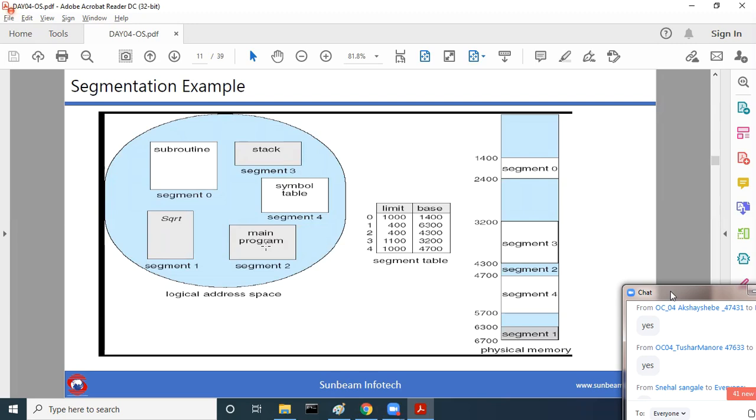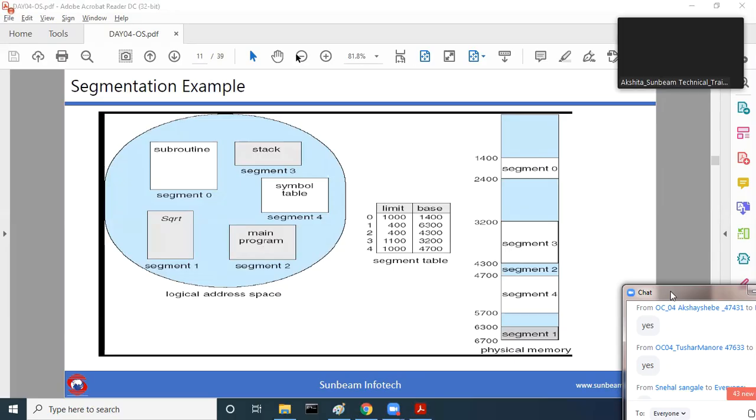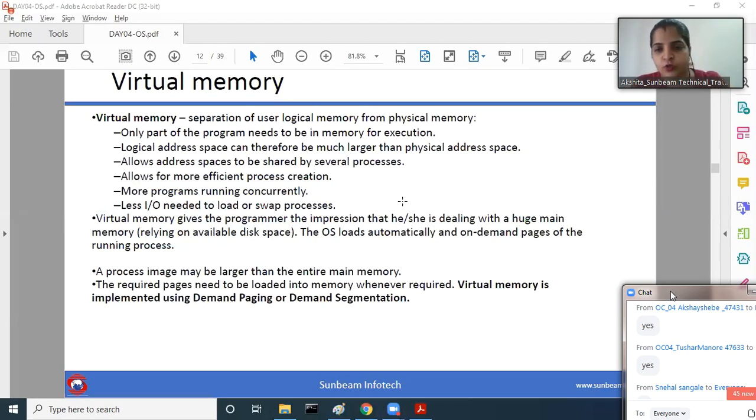Did you understand up to here? Everyone, yes or no? Yes. Okay. If yes, let us go ahead to the next topic, which is called virtual memory.